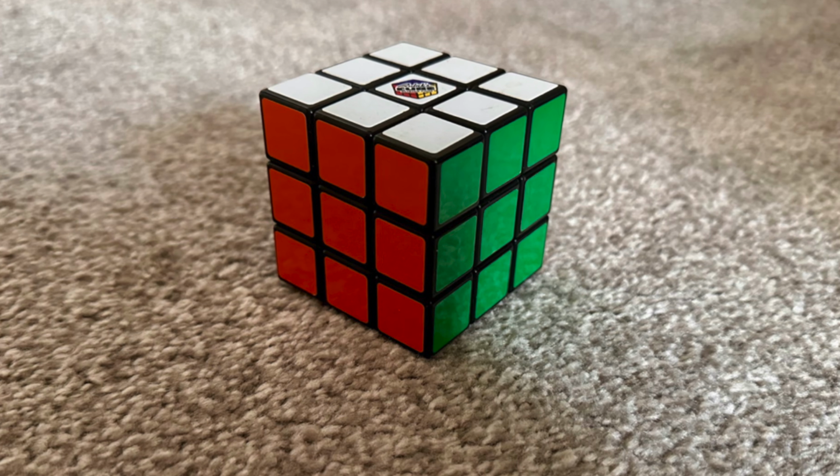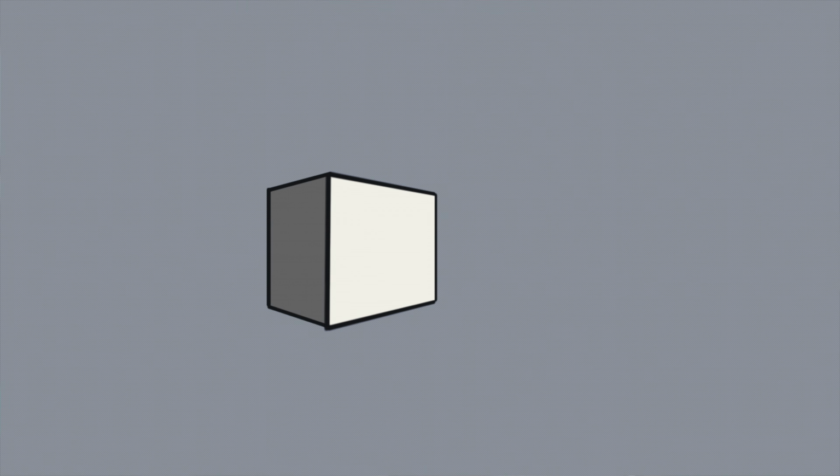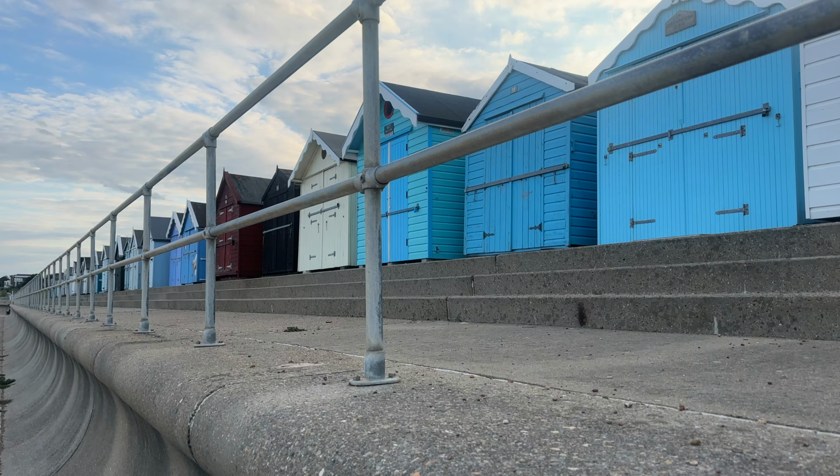So first of all, what is perspective? Well, perspective is the way that we convey three-dimensional objects onto two-dimensional flat surfaces, such as the page of your sketchbook. And the way that we do that is by depicting objects as smaller and closer together the further away from us they recede into the distance.